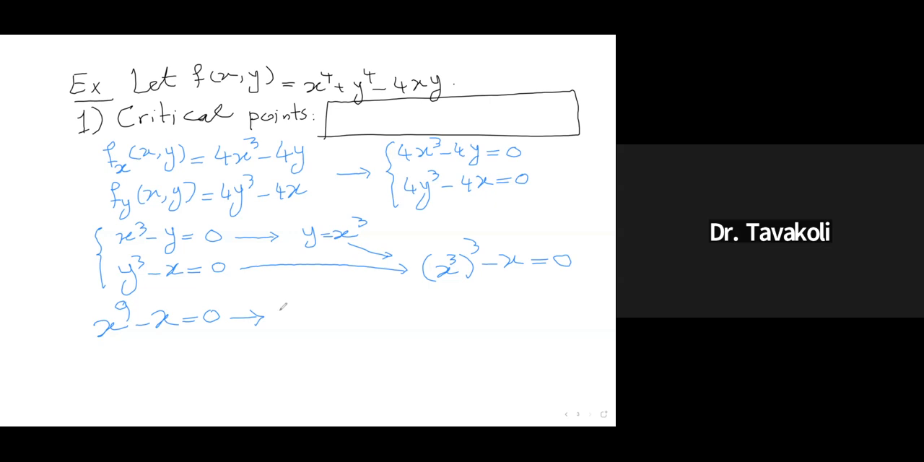So x is in common, and I can factor that out: x times x to the 8 minus 1 is 0. So one value for x is going to be x equals 0. If x to the 8 minus 1 is 0, since 8 is an even power, I get two values, 1 and minus 1.